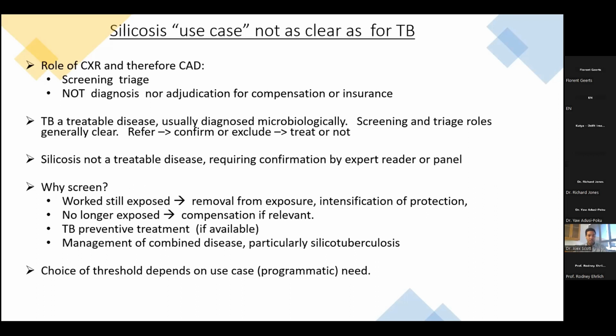And the management of combined disease. Now we have two diseases. We have progressive fibrotic disease, and we have tuberculosis with all its post-TB manifestations. We have active tuberculosis. We've just heard about subclinical tuberculosis, and there's latent tuberculosis. It's a complex public health and programmatic problem. And the choice of threshold depends on the use case. Next slide, please.